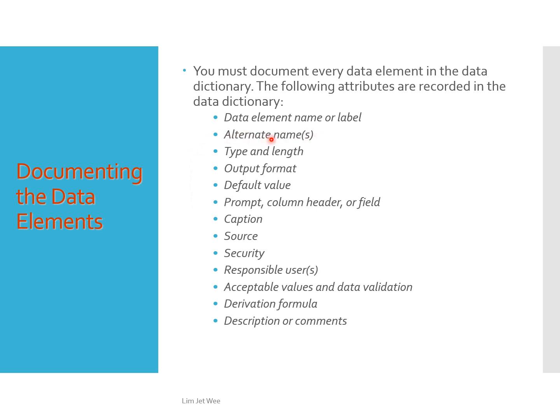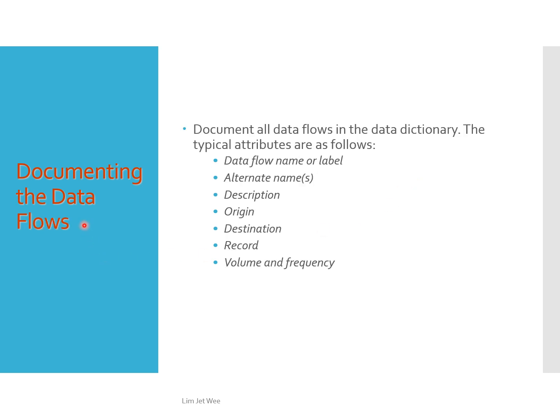Like for instance, alternate names. If your company does not have alternate names, you can actually omit this. For data flow, these are all the arrows in your data flow diagram. Again, I usually do not have alternative names, but I do sometimes keep track of the volume and the frequency, just to remind myself of the behavior of the system that I'm going to design.